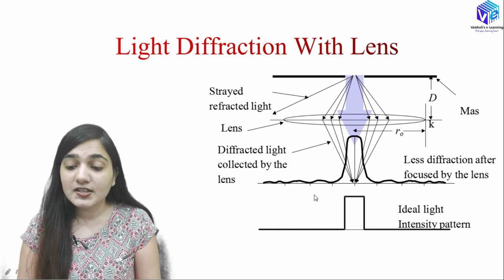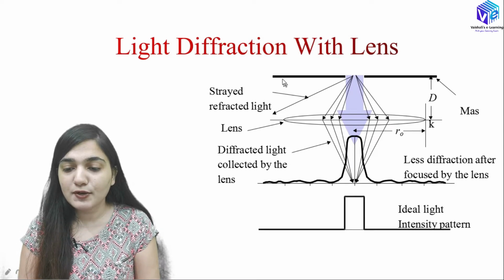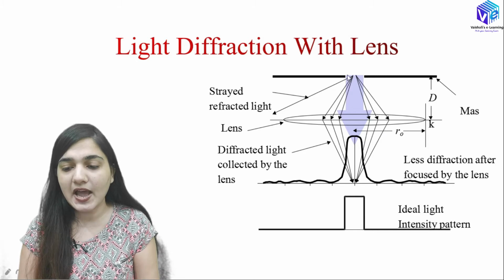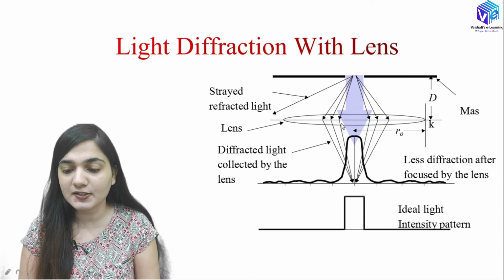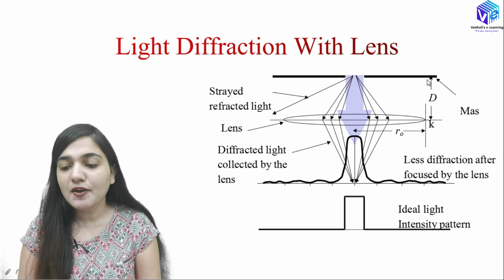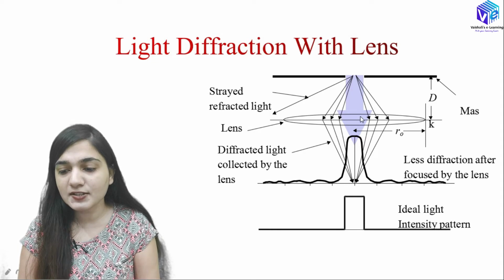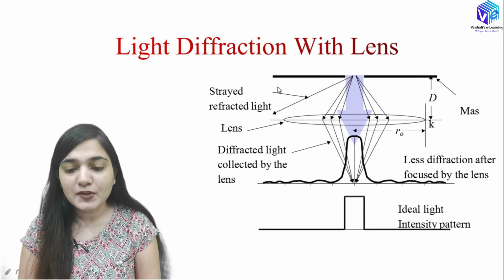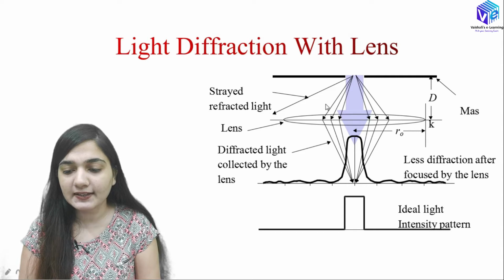So now this is how we can use the lenses. Here you can see we have the slit, and light is diffracting as it passes through the slit. Here I have used the lens. Capital D is the distance where the lens is placed from this slit.